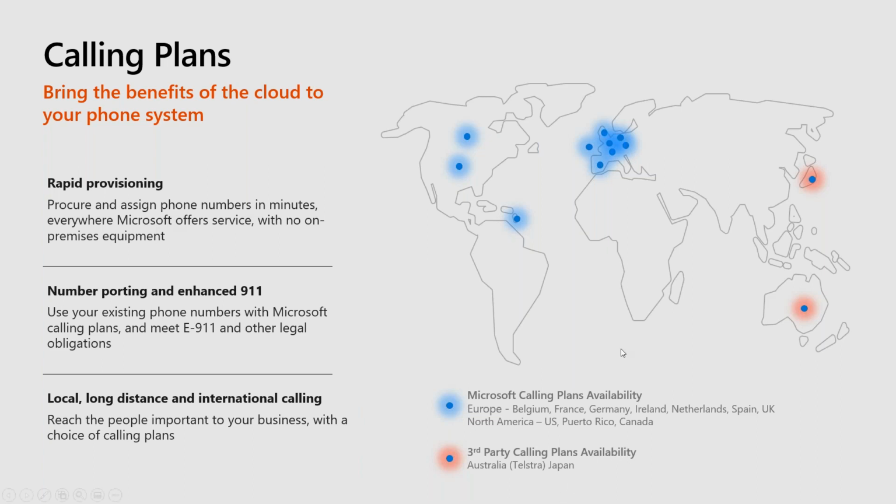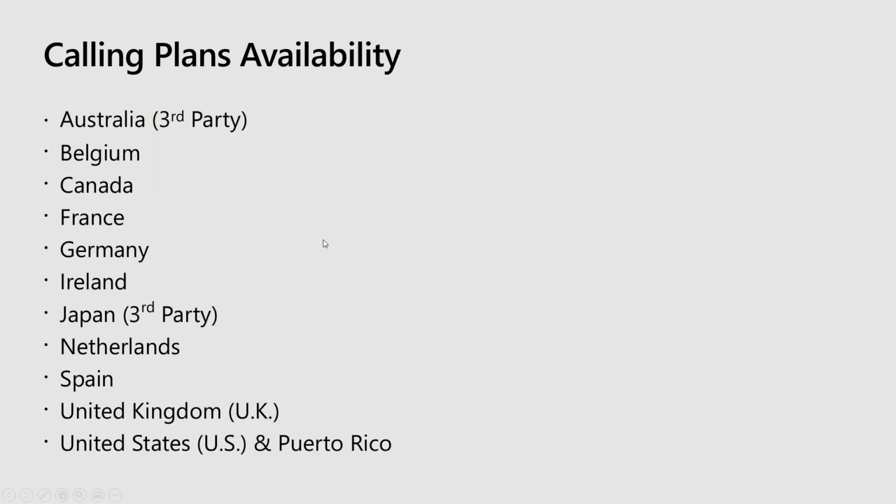So this is the full list, and I have it on this slide because it may not be really visible on the map. This is the full list of countries currently available for Microsoft calling plans. So it's Australia, Belgium, Canada, France, Germany, Ireland, Japan, Netherlands, Spain, UK, US, and Puerto Rico. Currently, there's no other country that you can use for calling plans, but apparently more countries are coming. So let's wait and see what countries are being added to this list.